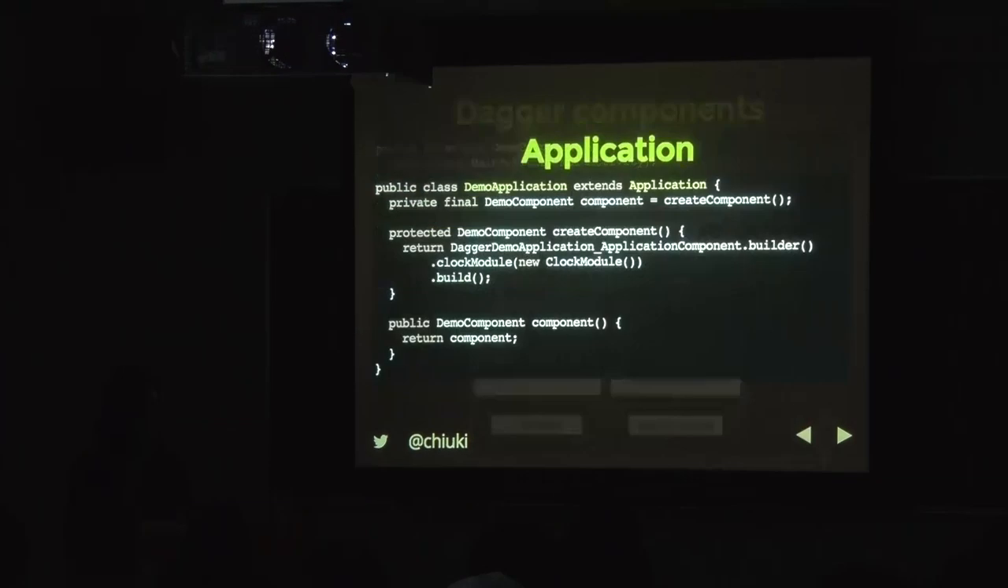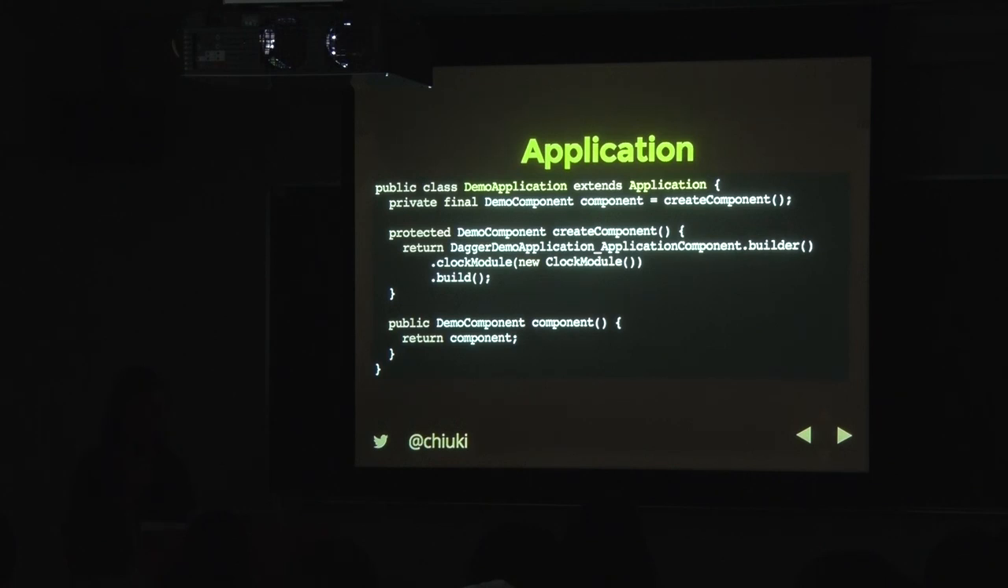And with that, what we are going to do is in the application, we are going to create the component. That's the first line. Then that create component function is going to be returning the DaggerDemoApplication_ApplicationComponent.builder. Whew, that was long. The reason why it was that long is because it's automatically generated by Dagger. And Dagger wants to make sure that it doesn't clash with any other thing in your app, so it went with a long name, which is why also it has the prefix Dagger.